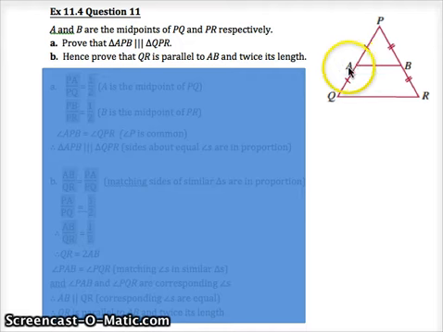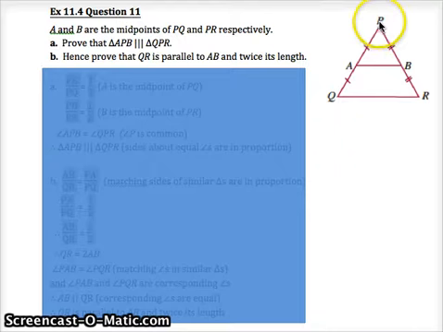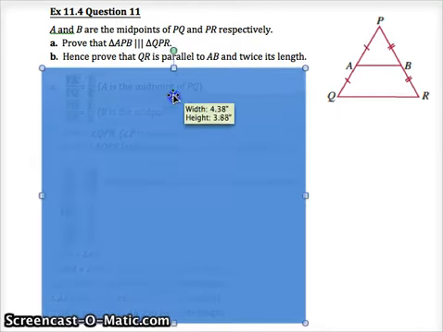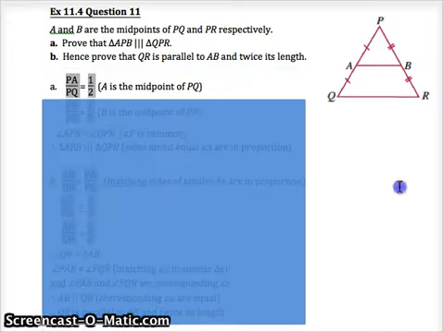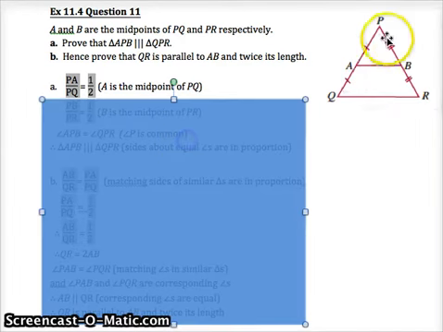Now, because we know that A is the midpoint, we can say that PQ is double the length of PA, or that PA is half the length of PQ. So we can start with ratios of sides. We can say PA over PQ equals 1 over 2. In other words, it equals a half. Reason being that A is the midpoint of PQ. And similarly, we can say that the ratio of PB over PR is a half as well, because B is the midpoint of PR.